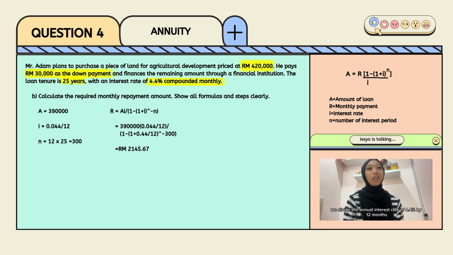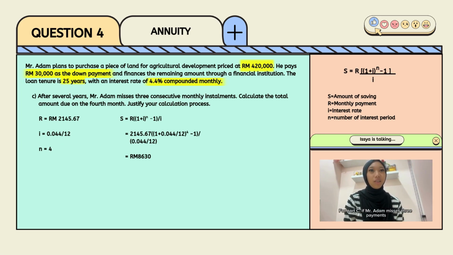We divide the annual interest rate of 4.4% by 12 months to get our periodic rate. Over 25 years, there are 300 payments. Then we put this into the formula R equals Ai divided by 1 minus (1 + i) to the power of minus n. Then we will find that Adam needs to pay RM 2,145.67.